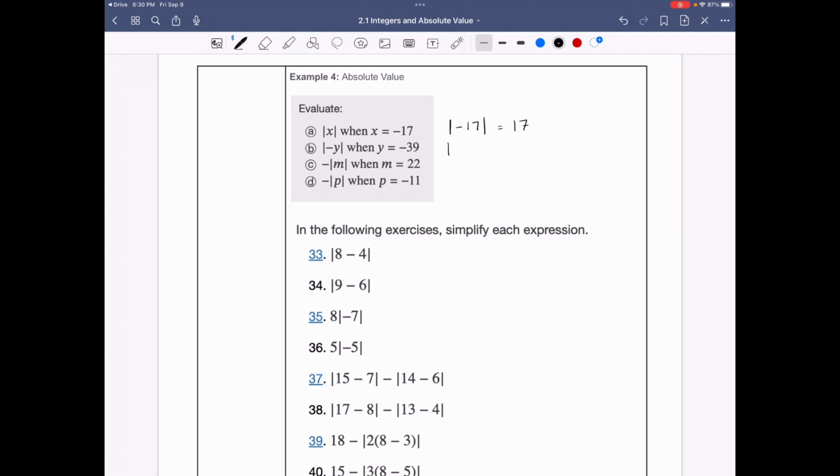The absolute value of negative y when y is negative 39. All right, so the first thing I'm going to do is if it's a negative, well, what that means is the opposite of negative 39. The opposite of negative 39 is positive 39. And the absolute value of that is just 39.